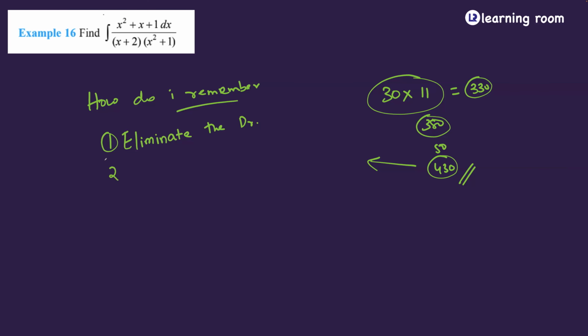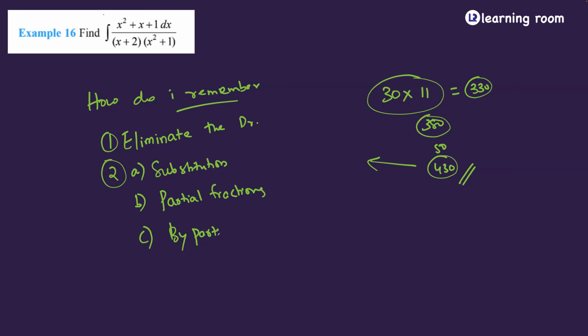Secondly, there are only 3 methods in which you can solve any problem based on integrals. Only 3 methods. One is substitution. The second is partial fractions. That is what we are doing now. And the third is by parts, which we'll be learning in 7.6. This is 7.5, right? 7.6 is about by parts. These are the only 3 methods to solve any problem based on integrals.